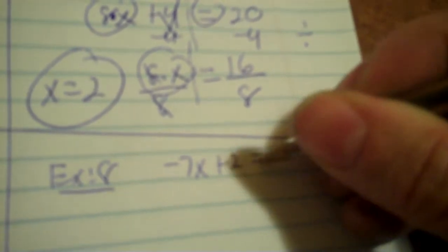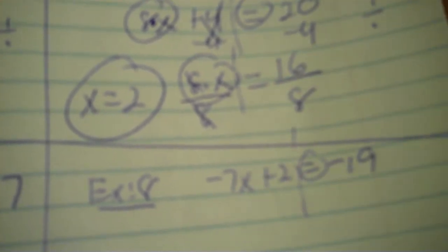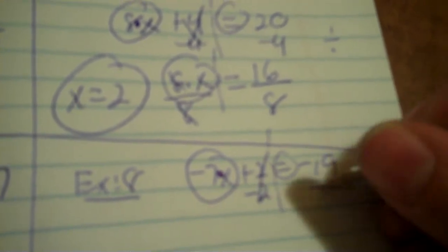Okay, example 8. Negative 7x plus 2 equals negative 19. Okay, so this is the only x I've got. It's on the left side with two other numbers. What are the operations in relation to the x? So you've got times and plus. Get your plus 2 to a 0. You'd have to go backwards 2, which means minus 2.